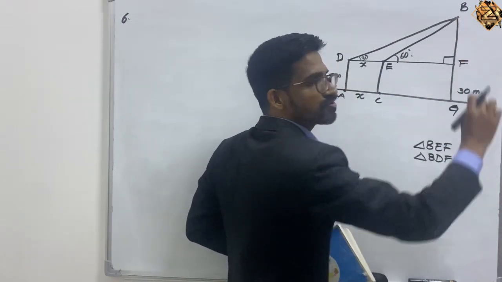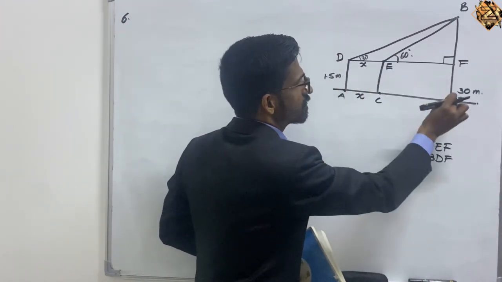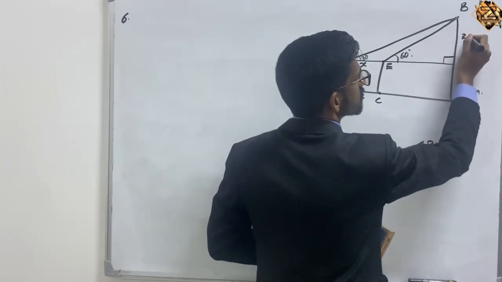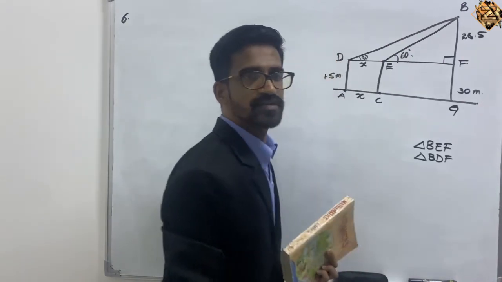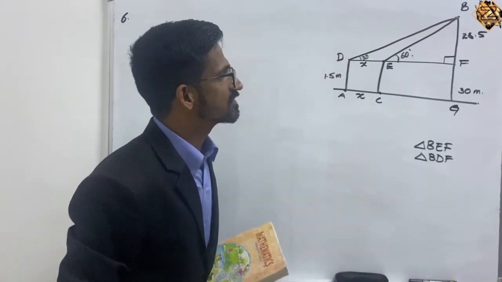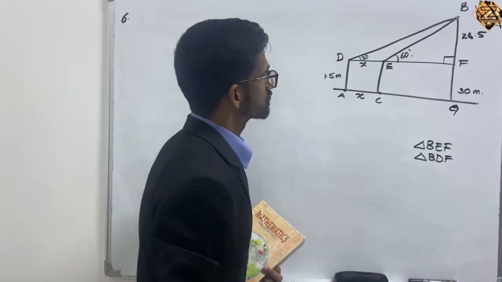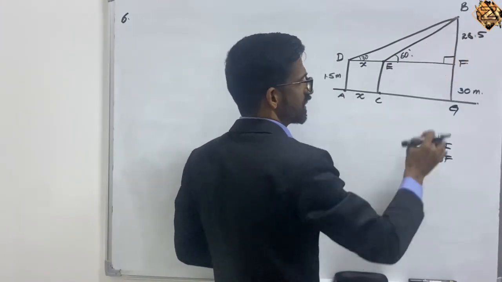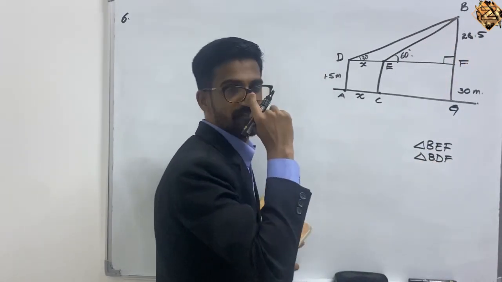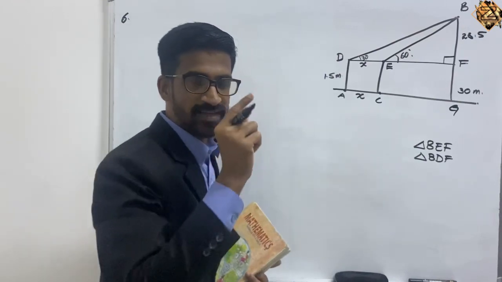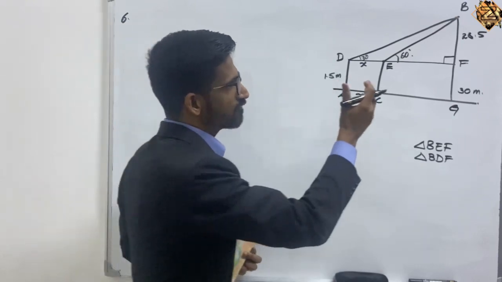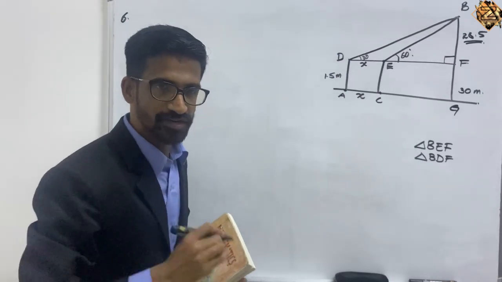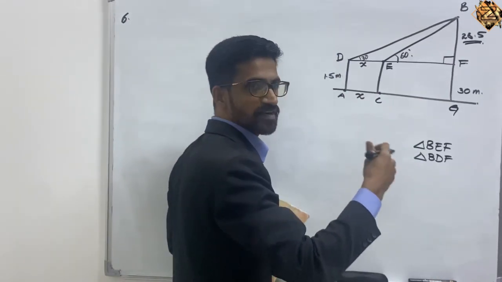But we need only BF for this triangle, isn't it? So we will subtract 1.5 from 30. That is 30 minus 1.5, that is 28.5. So the length of BF is 28.5. Now we need to find the common side of the two triangles. The common side for the two triangles BEF and BDF is BF, but there is a condition that the length of the common side should not be given. But here we have already got the length of the common side, BF equal to 28.5. So we'll try to find the other common side.